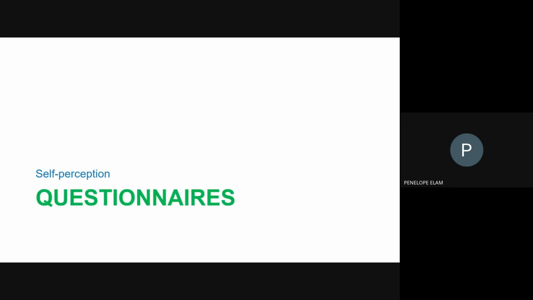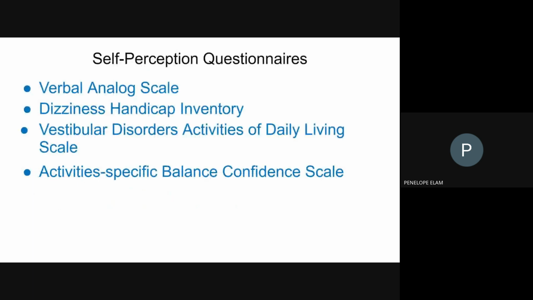Then we do have a few questionnaires. If you want to learn a little bit more about how the dizziness is impacting them, you can give them a few different questionnaires to fill out prior to treating them. We have a verbal analog scale, which is the simple 0 to 10. How bad is your dizziness today? 10 being the worst, 0 being no dizziness whatsoever.